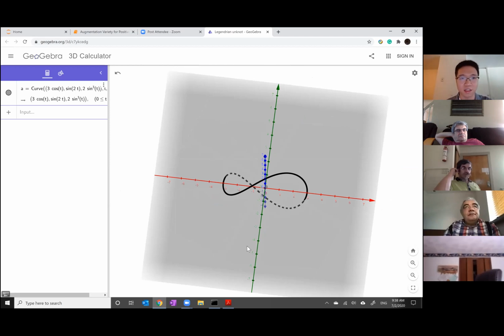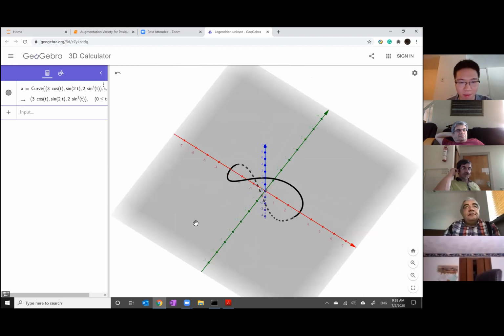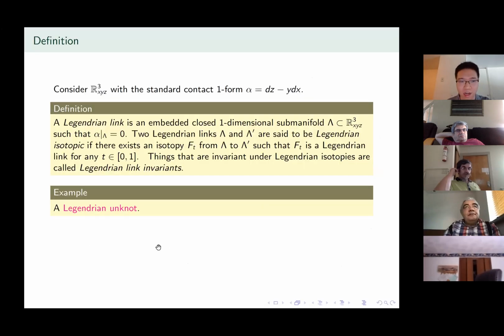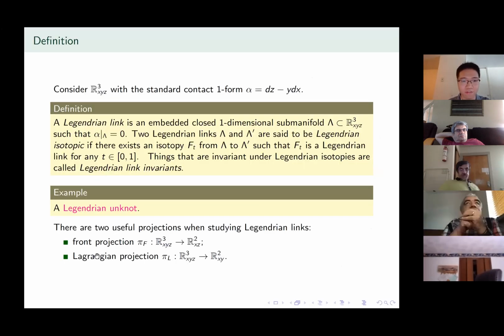So we'll go back to the presentation. These two are known as front projection and Lagrangian projection. The front projection is projection from XYZ to XZ, and the Lagrangian projection is projecting from XYZ to XY. The reason it's called Lagrangian is that the XY plane R2 is itself a symplectic space, and the image of this projection is going to be a Lagrangian inside the symplectic R2.